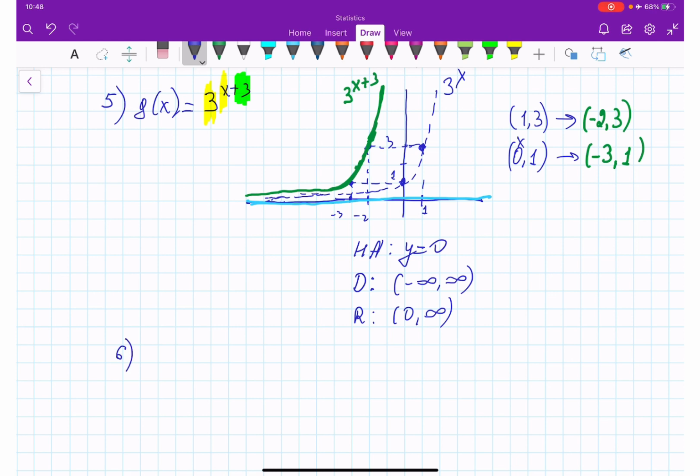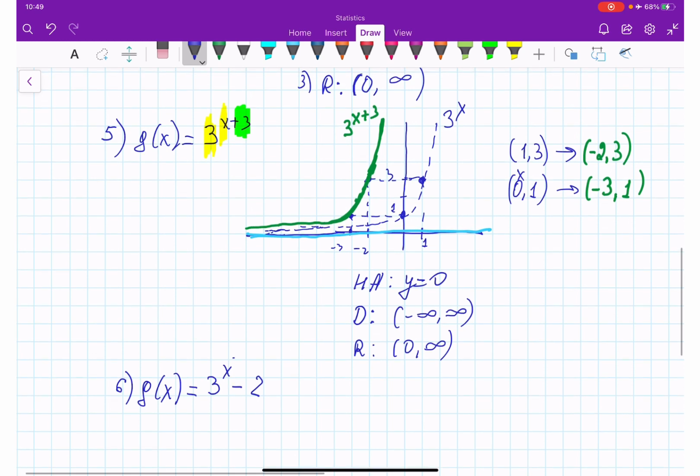Well, now we're going to have different fun. G of x, we have to build 3 to power x minus 2. Now, look at the difference. What do we have here? In this case, we have a change of x, right? In this case, we have change of y, because you take the entire function and shift down by 2.